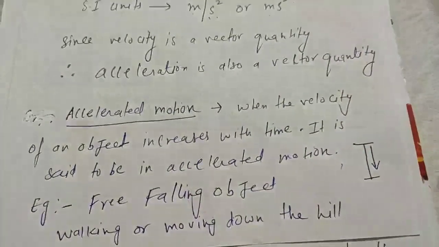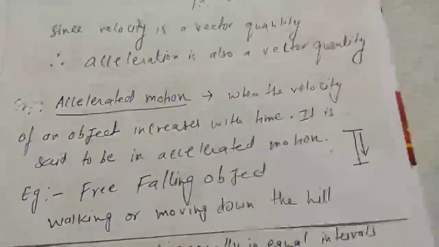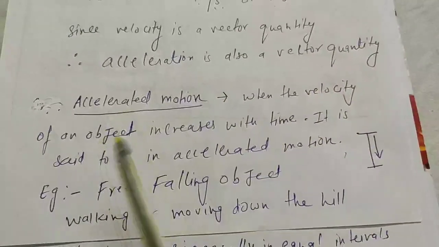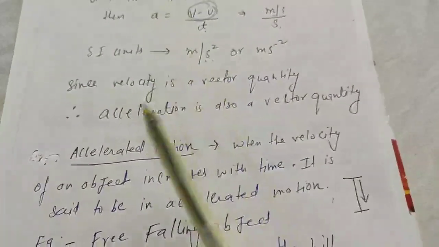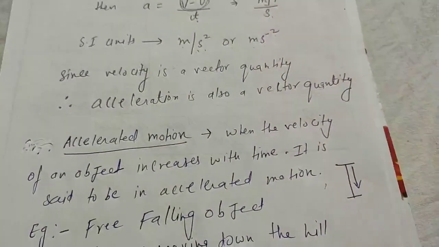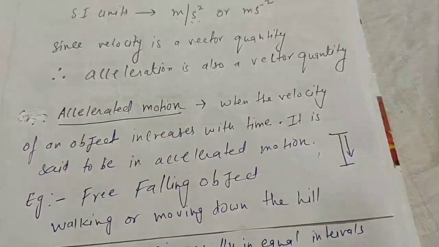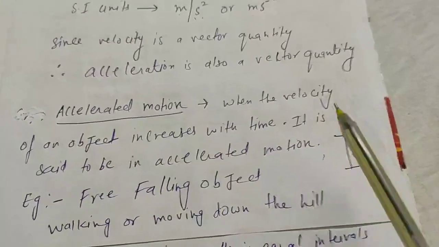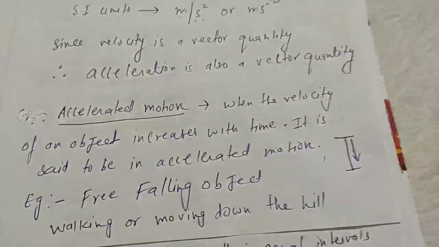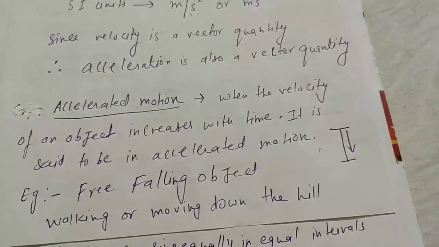Now we'll discuss the accelerated motion. Basically, accelerated motion is when the velocity of an object increases with time, like from 5, then 10, then 15. Such type of motion is known as accelerated motion. It is not obvious that the speed always increases. Sometimes it can decrease also, like in the case of applying the brakes.